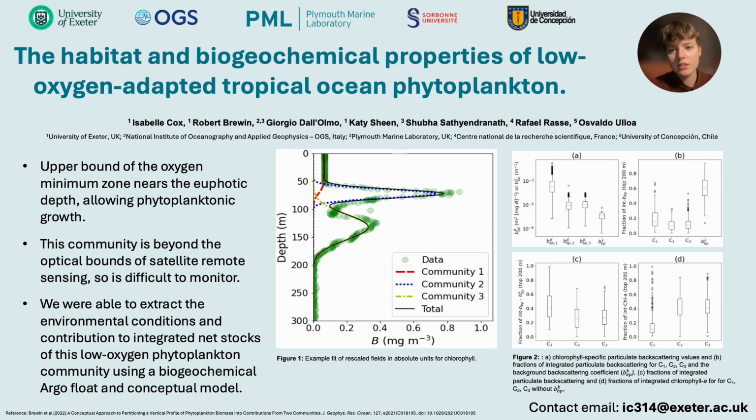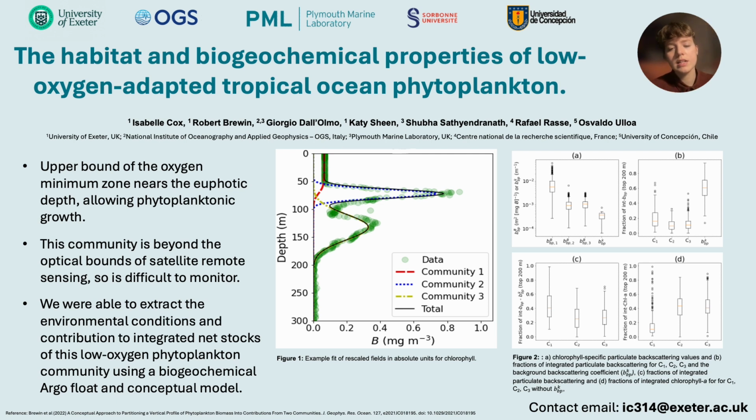However, the recent advancements in autonomous floats mean that we can begin exploring this community more. In this study, we used a biogeochemical Argo float in tandem with a conceptual model to vertically partition the phytoplankton communities in the Eastern Tropical North Pacific. In Figure 1, the model is seen to fit the data well, as the black line follows the green data points nicely, encapsulating all communities. Community 1, seen by the red line, resides in the mixed layer. Community 2, seen by the blue line, is just below the mixed layer, and Community 3, by the yellow line, is below the mixed layer but in anoxic waters.